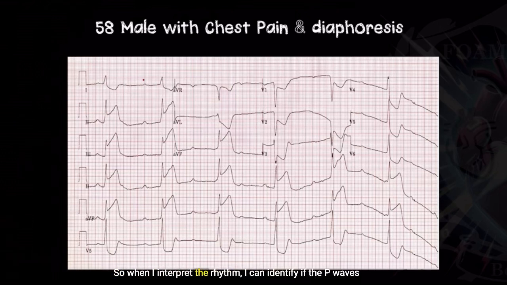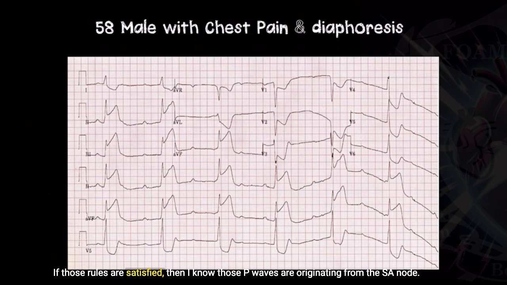When I interpret the rhythm, I can identify if the P waves are originating from the SA node if I have upright P waves in 1, 2, and 3 and a negative deflecting P wave in aVR. If those rules are satisfied, then I know those P waves are originating from the SA node.